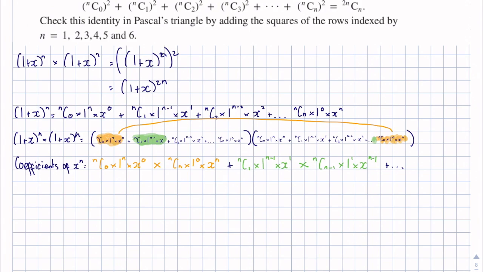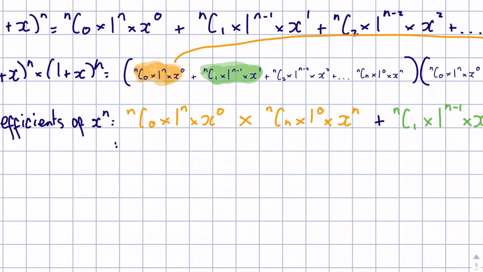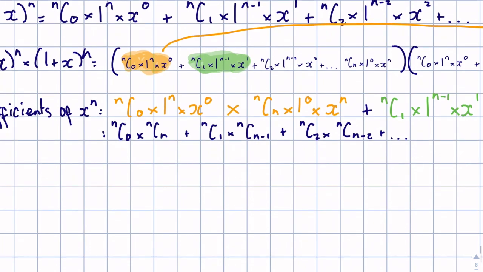So the coefficients, ignoring the x's and everything, because everything's just times by 1, and we're after the coefficients, so we're just after the number that's going to end up in front of the x, we would have nC0 times nCn, nC1 times nC(n-1), nC2 times nC(n-2), and you would keep going like that until you got to nCn times nC0.